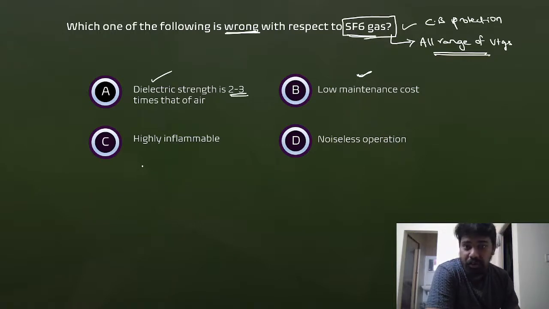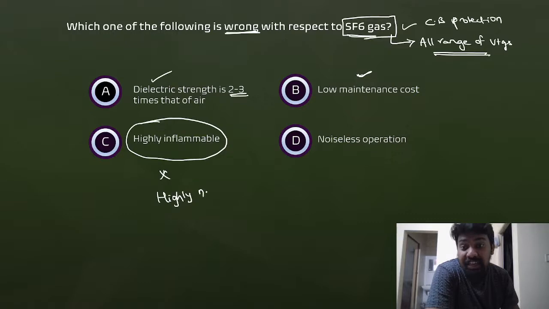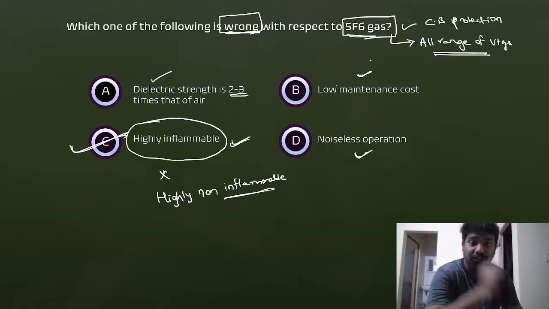And next point, highly inflammable. This is wrong because SF6 gas is highly non-inflammable actually. And last, noiseless operation. This is right. So 3 statements are right and 1 is wrong. So option C is the wrong statement. The correct statement should be that it is highly non-inflammable, and all these are properties of SF6 gas. Because of all these advantages, we go for SF6 gas for circuit breaker operation.